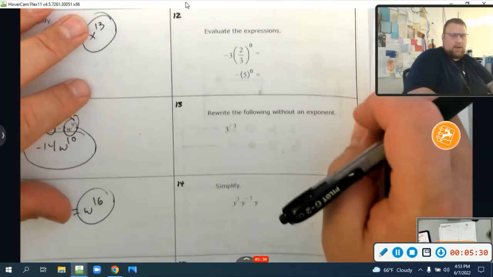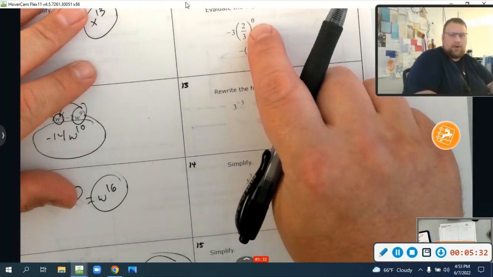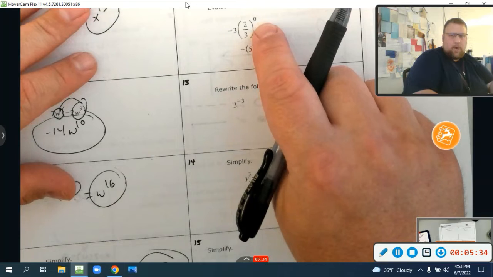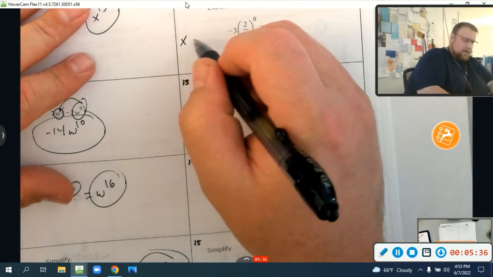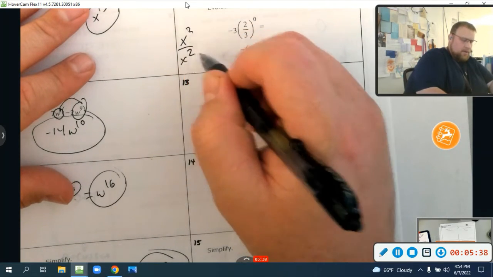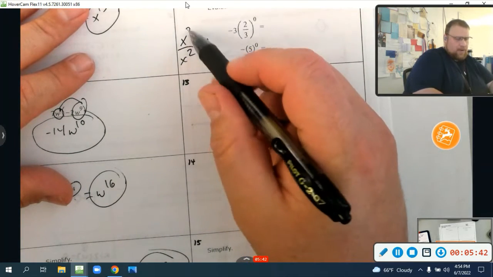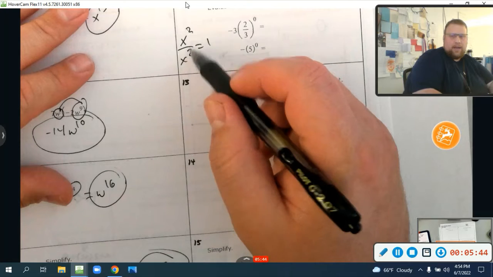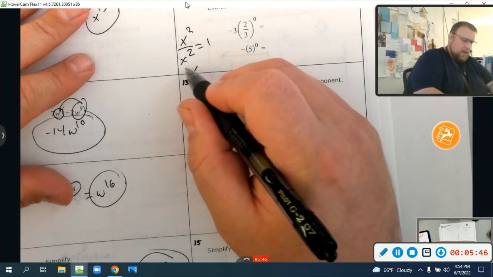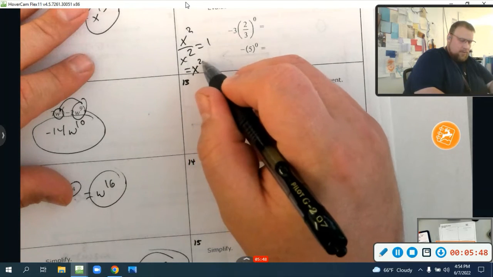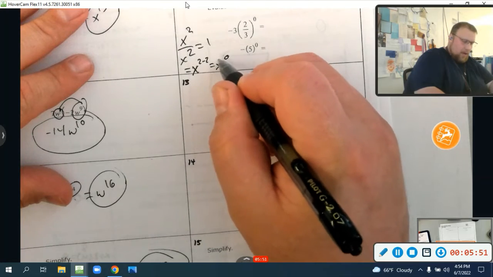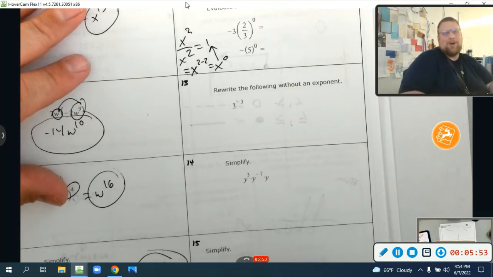Don't make mistakes. Remember, anything to the 0 power is 1. Why is that? Because if we have, let's say, x squared over x squared, any number divided by itself equals 1, right? But if I were to solve this, remember when we divide, we subtract the exponents, so that would also equal x to the 2 minus 2, which equals x to the 0. What does x to the 0 equal? 1. We just proved it.